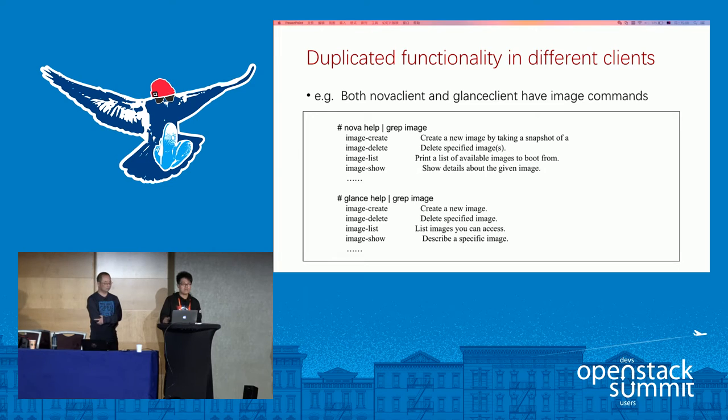Each project in OpenStack has its own client, and there are some problems. For example, there is duplicated functionality in these clients. You can see Nova client and Glance client, both of them have image related commands. If you type help, you can see the same output there. They are the same commands, but the code resides in different projects.